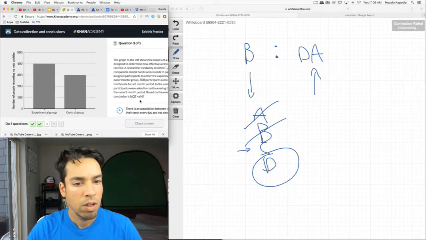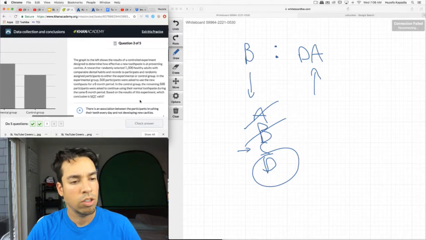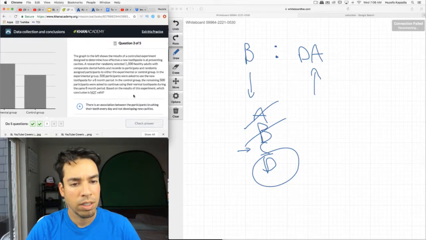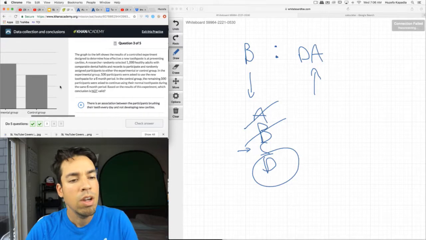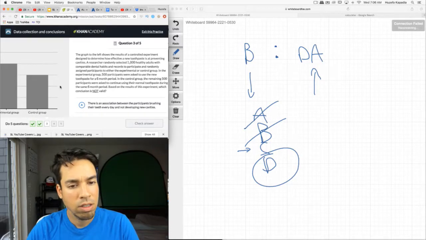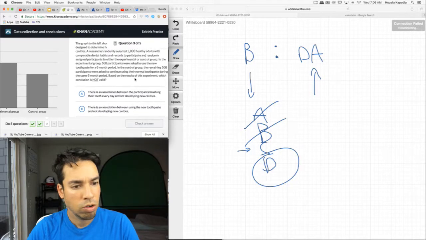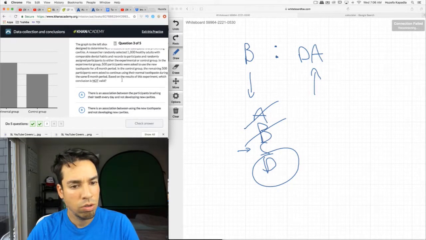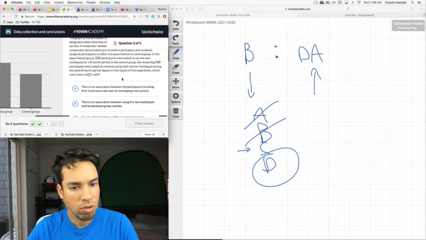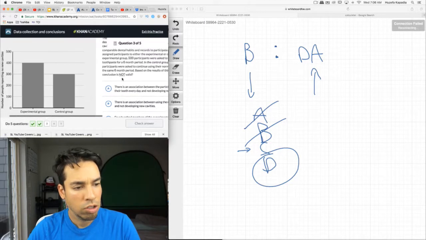Question number 3. The graph to the left shows the results of a controlled experiment designed to determine how effective a new toothpaste is at preventing cavities. A researcher randomly selected 1,000 adults with comparable dental habits and assigned either experimental or control group. 500 were asked to use the new toothpaste, the remaining 500 to continue using the normal toothpaste. Which conclusion is not valid?